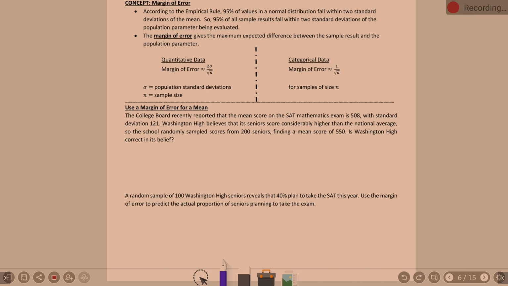In other words, Washington says our seniors had a mean score of 550, which we think is considerably higher than the national average. The exact average is 508, right? But what we want to know is, there's that margin of error. Do they fall above that margin of error? So we're going to find the margin of error and look at that scenario. What do you think? Is this going to be quantitative, based on numbers, or categorical, based on categories? There's data involved here, yes? Well, there's always data involved, but we have a mean and a standard deviation, so this is going to be a quantitative problem.